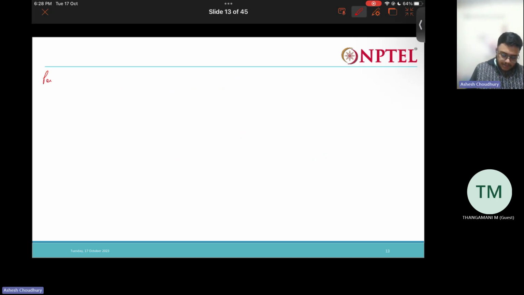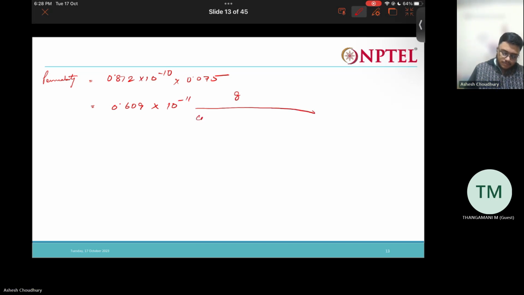Now what is permeability? Permeance times thickness, so 0.812 into 10 to the power minus 10 into 0.075. This will be 0.609 into 10 to the power minus 11 gram per centimeter square second mmHg, okay, mmHg per cm of liner.